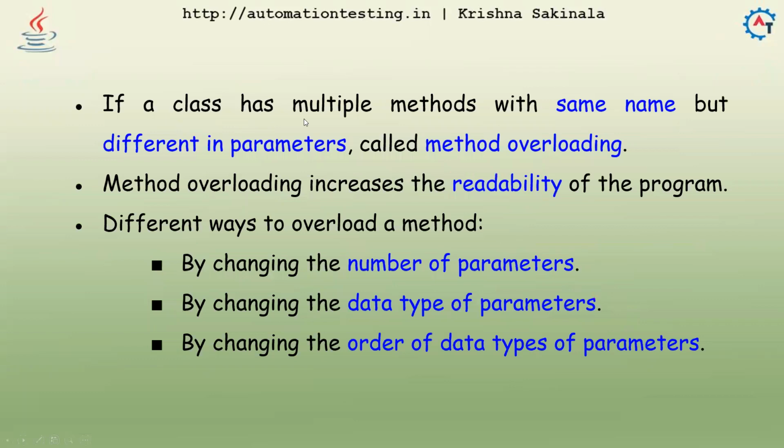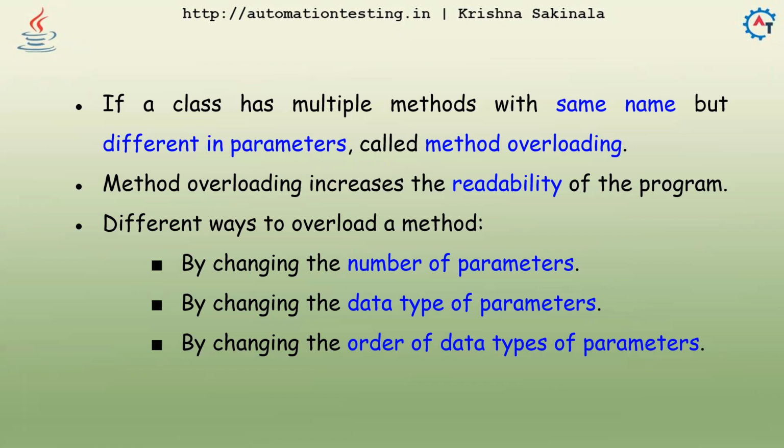If a class has multiple methods with the same name but different parameters, it is called method overloading. You have a class, and inside the class you have more than one method with the same name but different parameters. Method overloading increases the readability of the program. So you will not get confused with the methods when you look into that, and we'll easily understand what exactly the method is for.